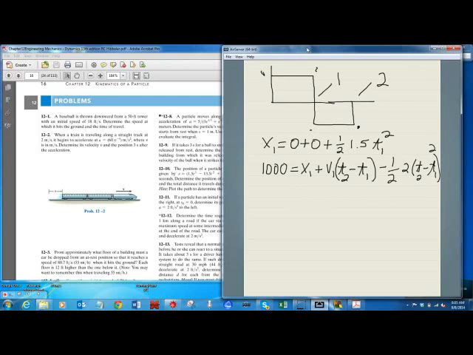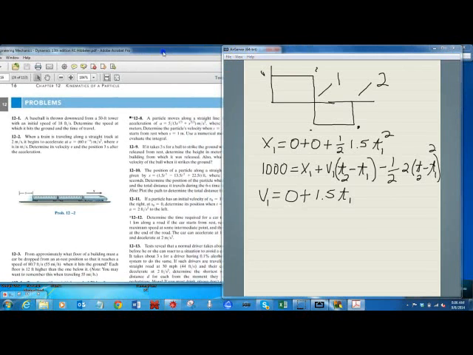V1. Okay. Is that what you said? All right, so let's do a V1. V1 equals what? Initial, is that 0? Plus the acceleration is 1.5, times T1. Still have 4 unknowns: X1, T1, V1, T2. And I have 3 equations. Still missing. What am I missing?